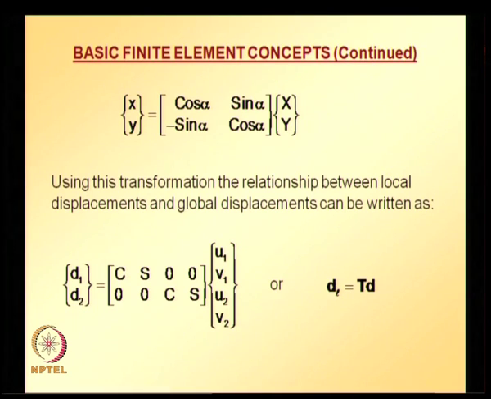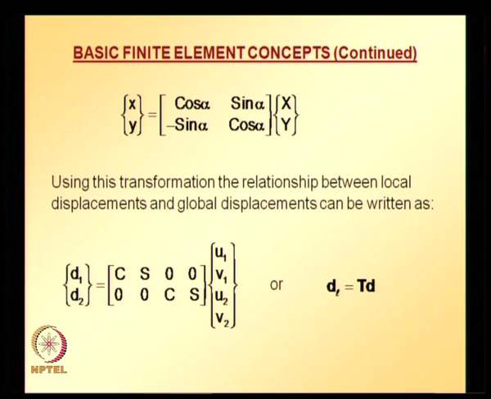This can be compactly written as dl is equal to T times d. dl is the displacement vector in the local coordinate system, d is the displacement vector in the global coordinate system, and T is the transformation matrix, which is cos alpha, sin alpha, 0, 0, 0, 0, cos alpha, sin alpha. Please note that this transformation matrix is an orthogonal matrix, that is, it can be easily verified that T transpose is the same as T inverse, or T transpose T is equal to the identity matrix. So the inverse relation, that is d is related to dl via d is equal to T transpose dl, since T is an orthogonal matrix.